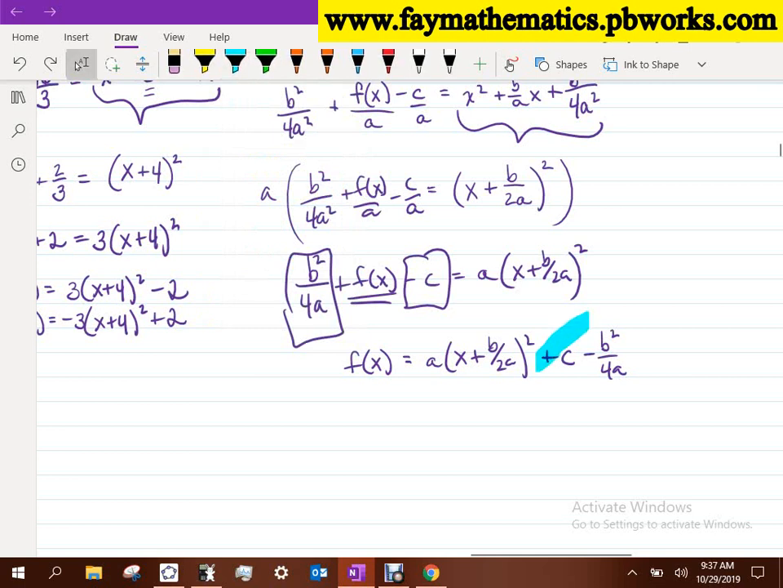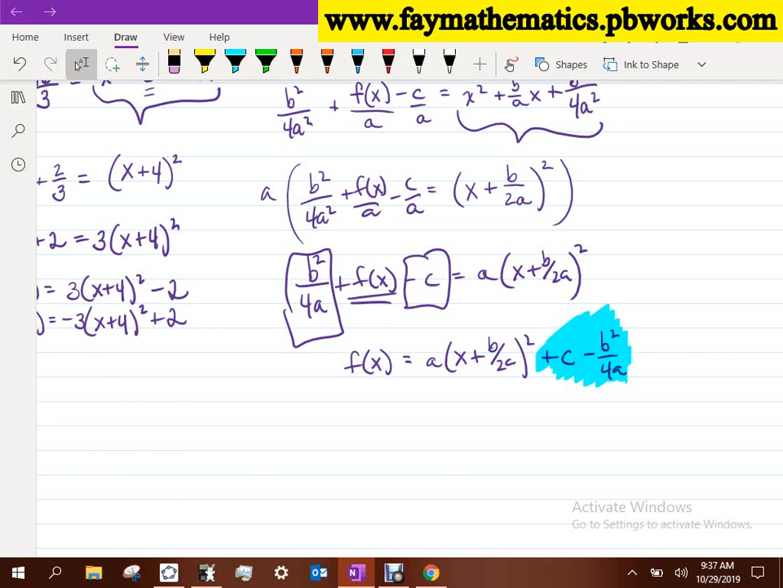The order that you write that is obviously commutative, right? You can flip that as negative b squared over 4a plus c. But let's look at that. We now just took ax squared plus bx plus c, which was in polynomial form, and we put it in vertex form.